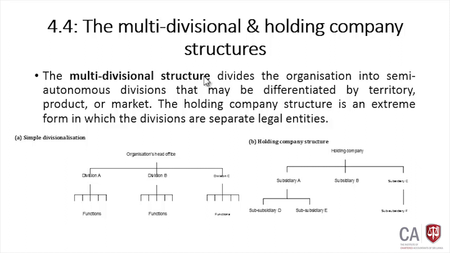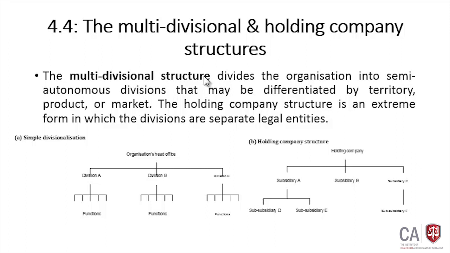So, if you look at the example given, the organization head office is there. In there, you can find divisions A, B and C. Then within the division, we arrange the other activities. So, within a division, you can find the functional areas. Holding company is also similar, right? It also uses the divisional form. Look at the holding company structure.